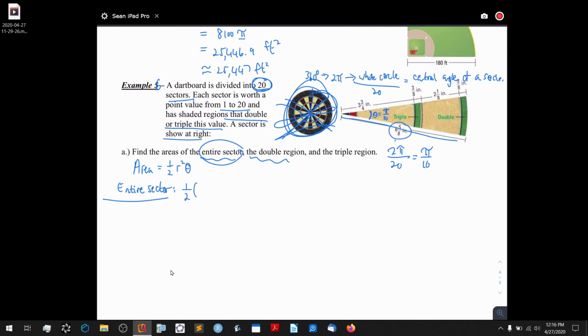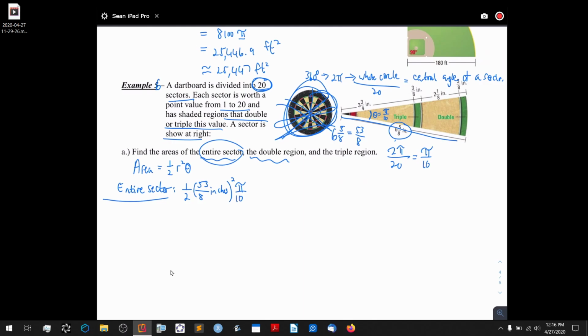Now here's the radius, 6 5/8 inches. So you need to convert that to a proper fraction. Okay, so 6 times 8, 48, plus 5, is 53. So 53 over 8 inches, squared, times the central angle, which we said is pi over 10.